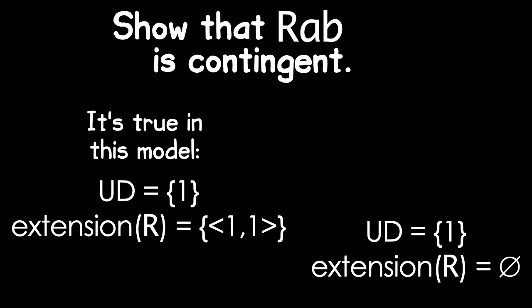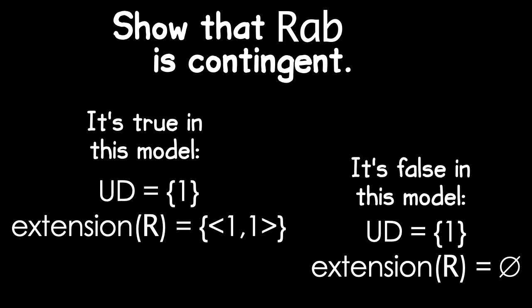What if we make the extension of R be empty? That gives us a different model. And it's false in the second model. So we're done. We got lucky because the first two models we tried did what we wanted. If the sentence had the same truth value in both of these, we could only have used one of them. We'd have to try more combinations. We could have tried adding a second thing to the universe of discourse. Sometimes a little trial and error is required.